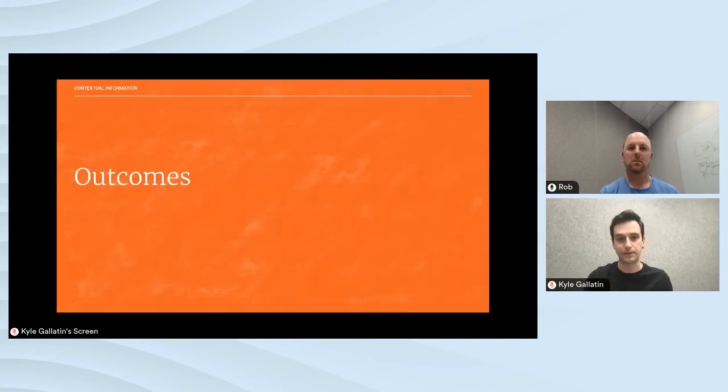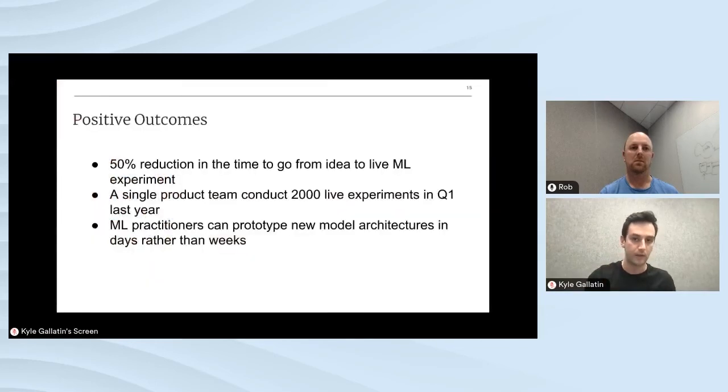So what are some outcomes that we saw from our redesign of our training, serving, and workflow orchestration platform? So far, we've seen roughly a 50% reduction in the time it takes to go from idea to experiment. This is a relatively common KPI in the ML platform space, and we aim to continue reducing the time it takes for data scientists to test new model configurations against existing ones.